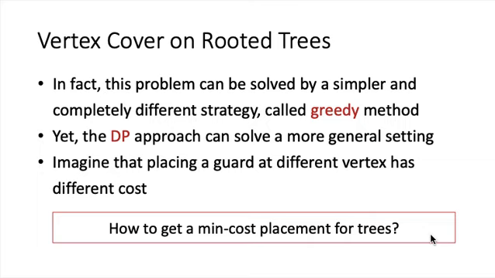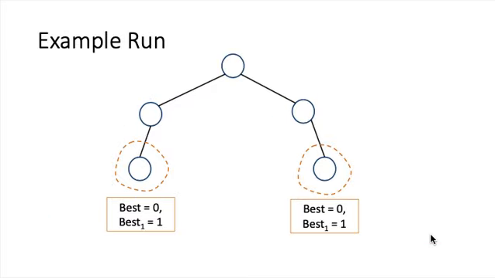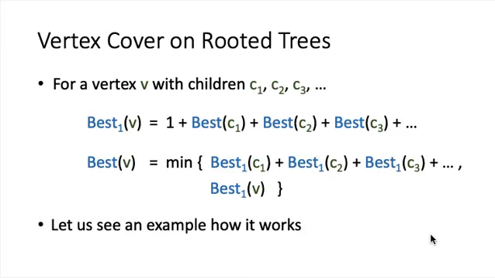So let me leave this as an exercise for you. It is actually very, very simple. Just perhaps one minor modification to this. This is the recurrence that we have. Just one very minor modification of this one allows us to compute the minimum cost placement. Okay, so that's all for this lecture. Thank you.